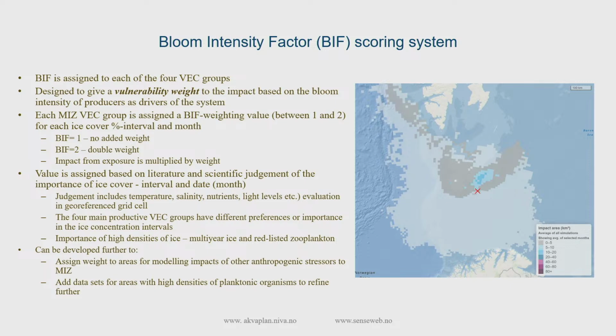climate change. We have assigned a higher weight to higher ice densities, where there could be a higher probability of multi-year ice, which, for example, is particularly important to certain red-listed species of zooplankton. So our system can be further developed to assign weight and assign importance to particular areas of the marginal ice zone, so that we can model impacts of other anthropogenic stresses. And for ERA acute in itself, we can also, in future development, include particular data sets of areas that have particularly high densities of planktonic organisms, so that we can refine ERA acute further.